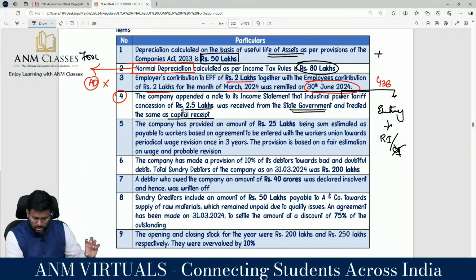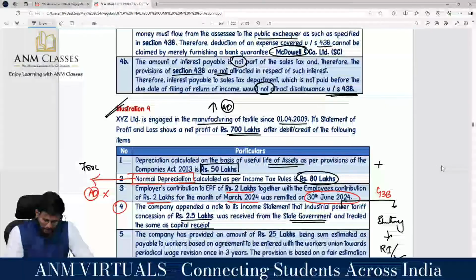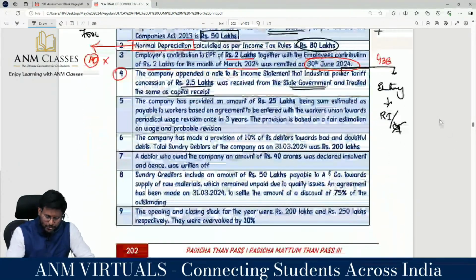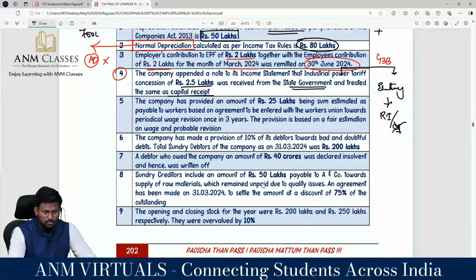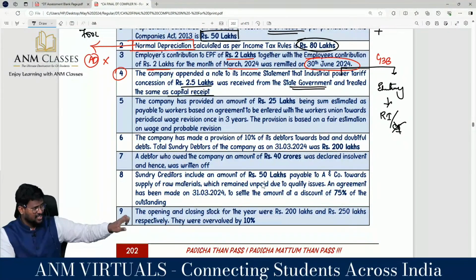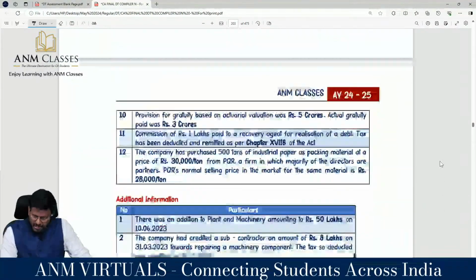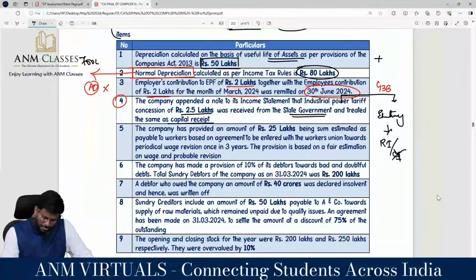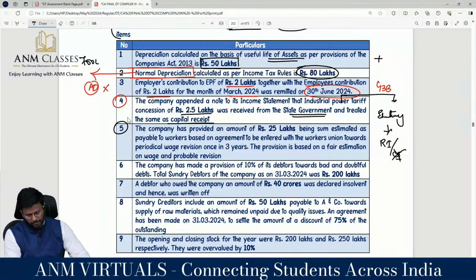They have given a note to the income statement: industrial power tariff concession of 8 lakh was received from the government and treated the same as a capital receipt. XYZ Limited is engaged in manufacturing of textile. Its statement of P&L shows the following items debited or credited. So these items are all debited or credited to the account. But in notes they are saying that it has to be treated as a capital receipt. Is it a capital receipt? No sir, it is a revenue receipt. Already credited to what account? Leave it. I am coming to point number 5.